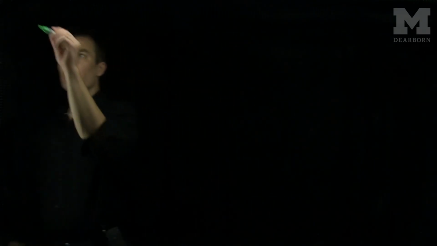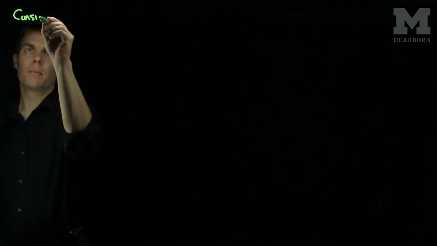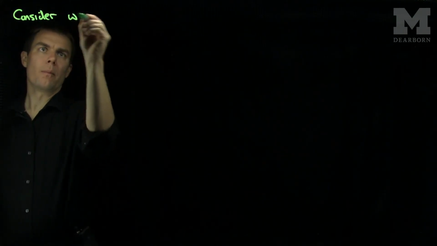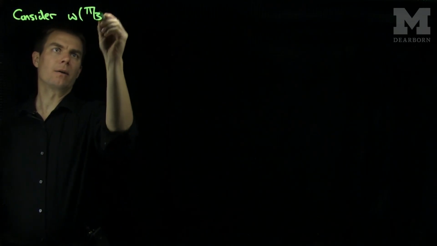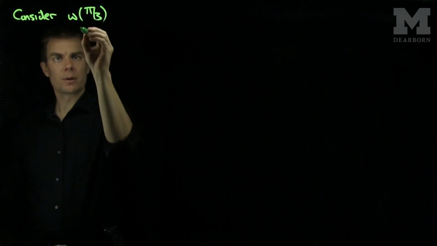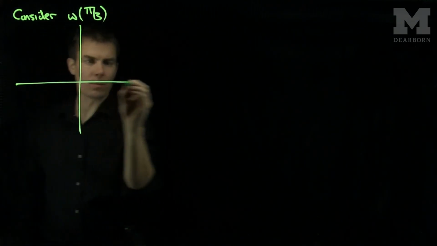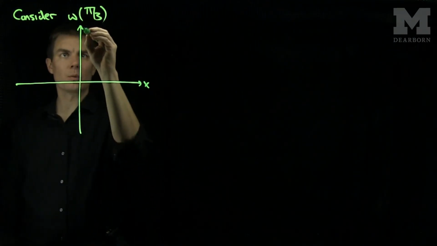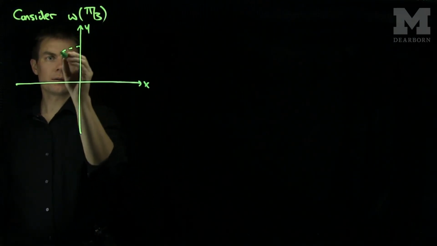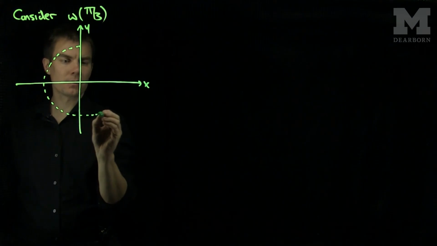In this video, we'll discuss the wrapping function at multiples of pi over 3. We'll consider omega of pi over 3. So to compute this wrapping function, we will plot the unit circle, x and y. We'll draw it. There's our unit circle.